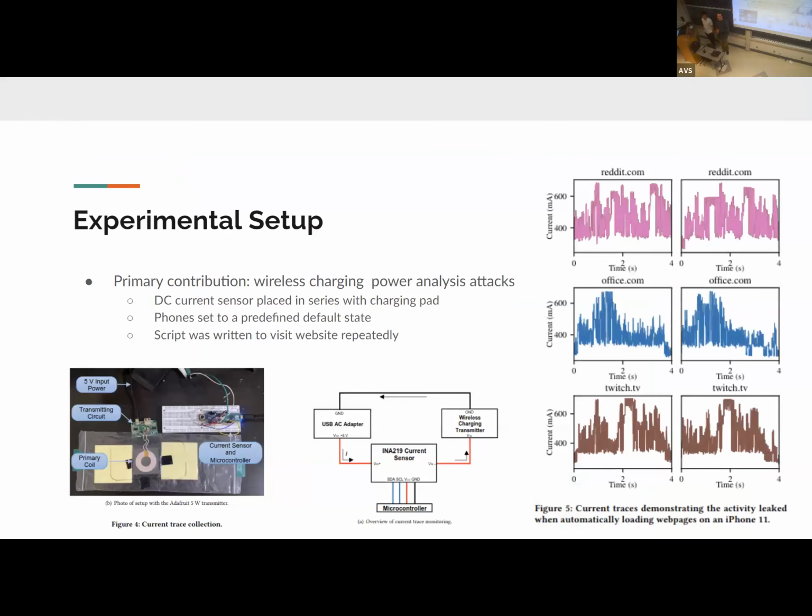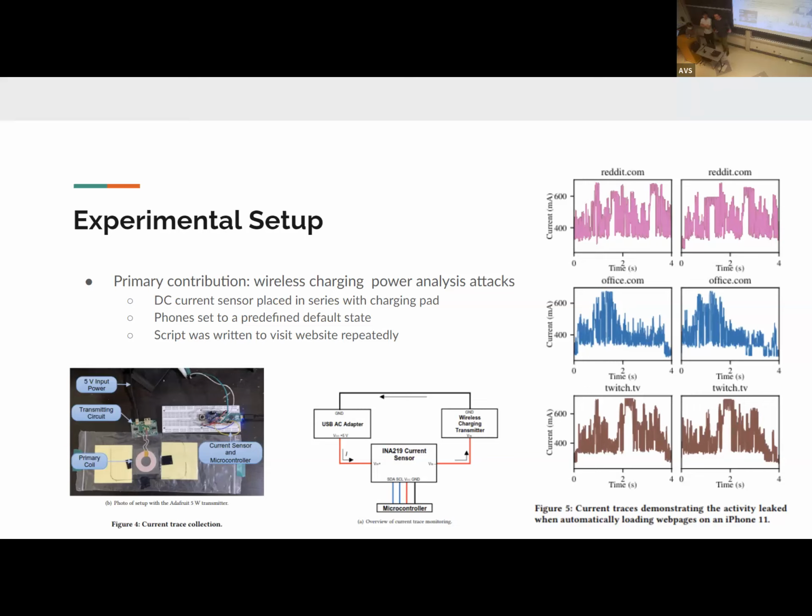Right, so as mentioned, the author's primary contribution was to show that power analysis attacks can be done on wireless charging systems, just like they can be done on wired charging systems. In order to show this, they needed to set up a test bed.